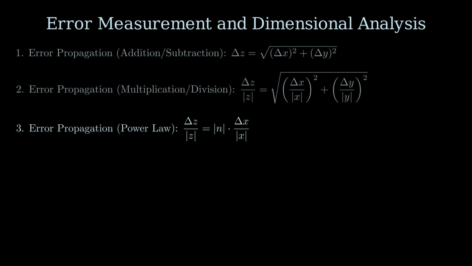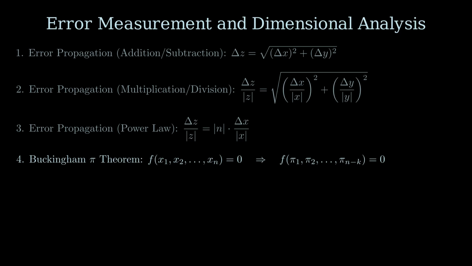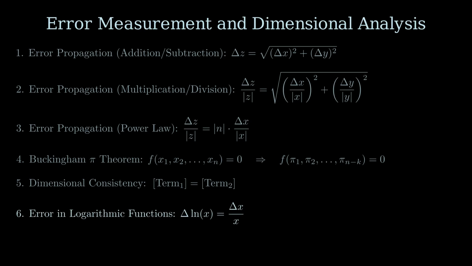For a quantity z is equal to x to the power n, the relative uncertainty in z is the product of the exponent n and the relative uncertainty in x. The Buckingham-Pi theorem states that every physically meaningful equation involving n number of variables x can be rewritten as a relation between n minus k dimensionless parameters pi. For an equation to be dimensionally consistent, the dimensions on both sides of the equation must be equal. The error in the logarithm of x is the relative error in x.